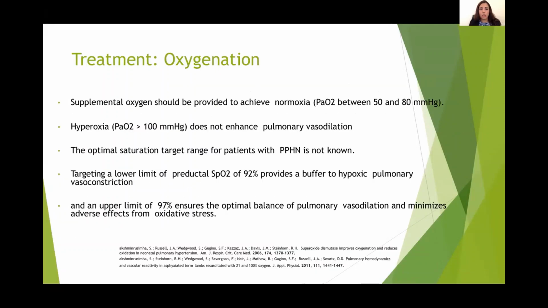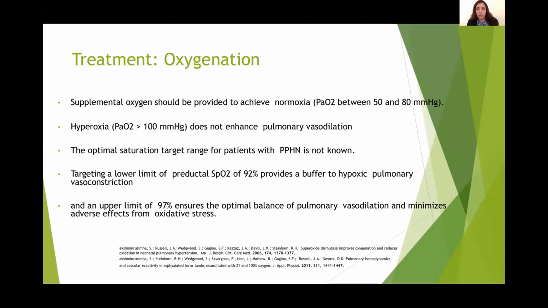Coming to oxygenation, of course, the first reflex when the baby starts to desat is to increase FiO2 more and more. But even if there is no clear target range for the ideal oxygen saturation in a patient with PPHN, we know that hyperoxia, like PaO2 more than 100, will not enhance pulmonary vasodilation. But it will have consequences like increasing oxidative stress.